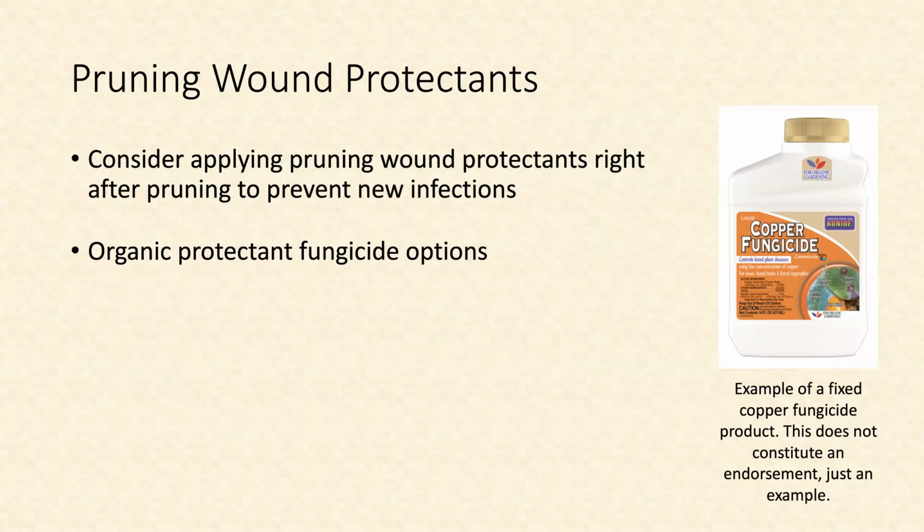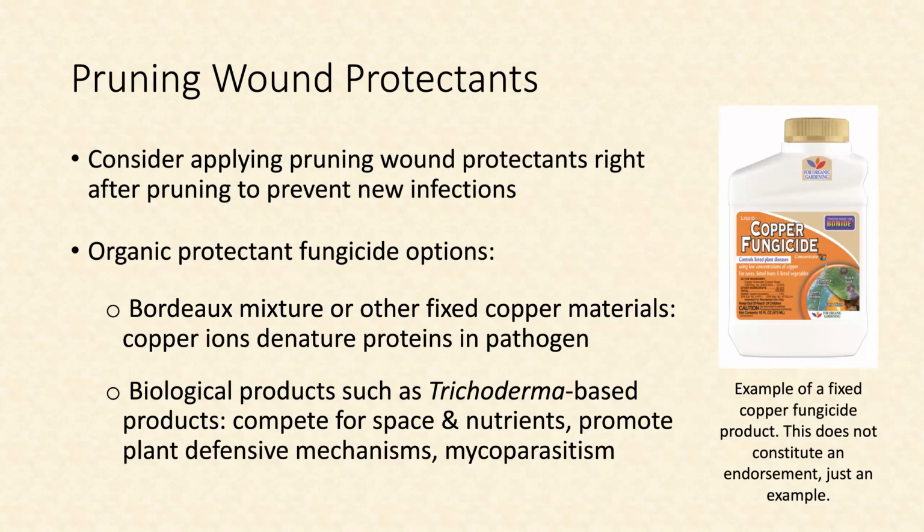And pruning wound protectants. Karina brought this up. You could consider applying pruning wound protectants right after pruning to prevent new infections. You have a couple options that are organic for protectant fungicides. One is Bordeaux mixture or any other fixed copper material. Here's an example of what that might look like. The way this works for copper is that copper ions denature proteins in the pathogen and kill them.